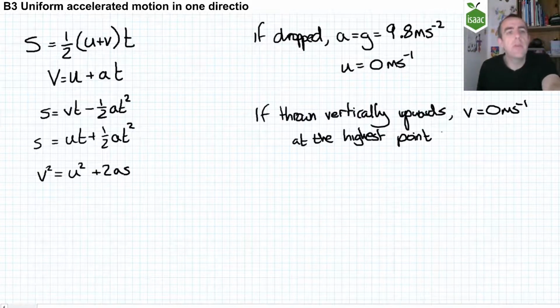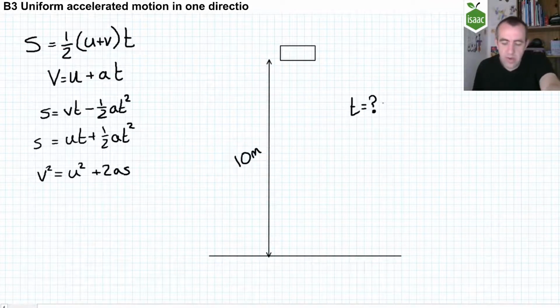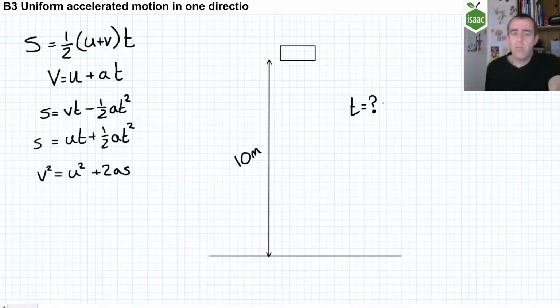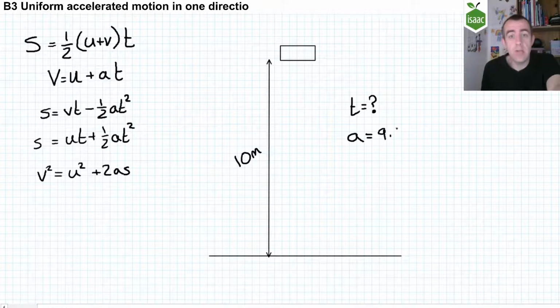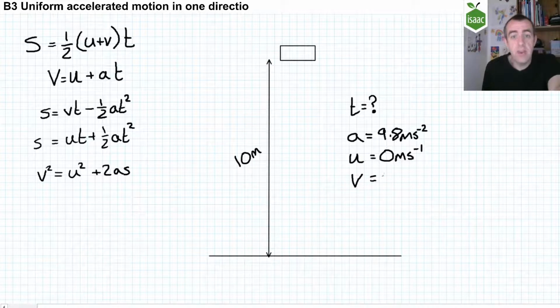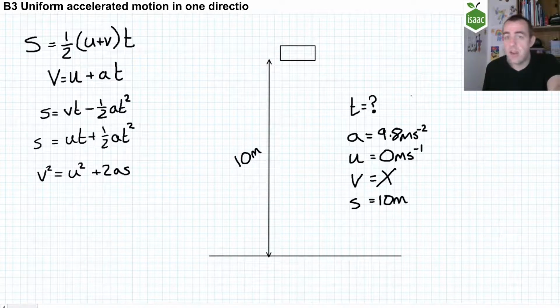So let's have a look at a couple of questions as examples. Let us suppose you have an object dropped from 10 meters and we want to know how long it will take to reach the ground. Well, what information do we know in this situation? We know the acceleration. The acceleration will be equal to 9.8 meters per second squared. We know the initial velocity. The initial velocity is 0 meters per second. We don't know the final velocity, but we also don't care about the final velocity. We know the displacement, that's 10 meters. And what we're asked to find is the time.